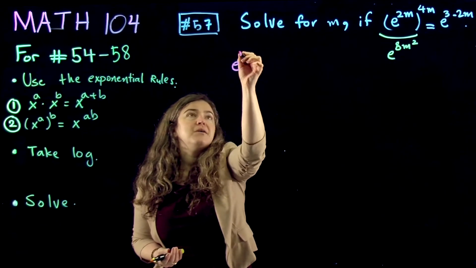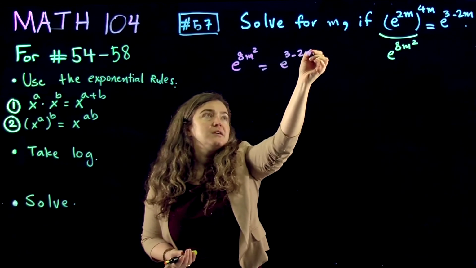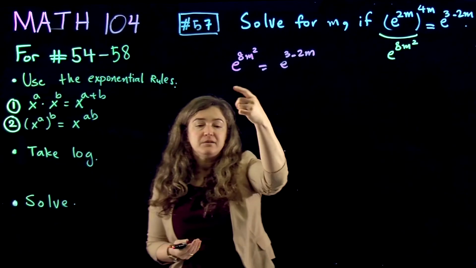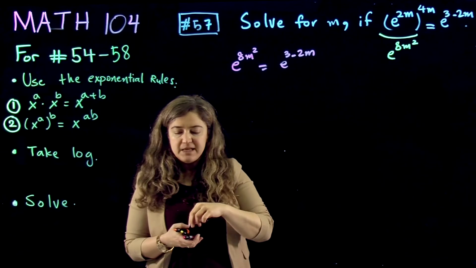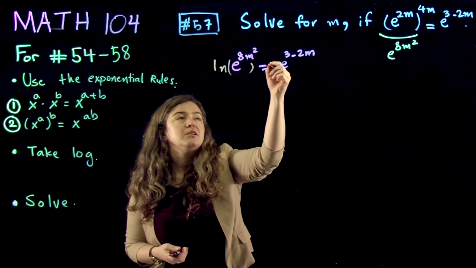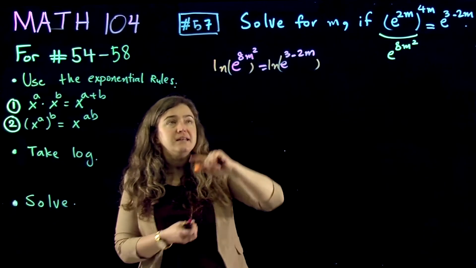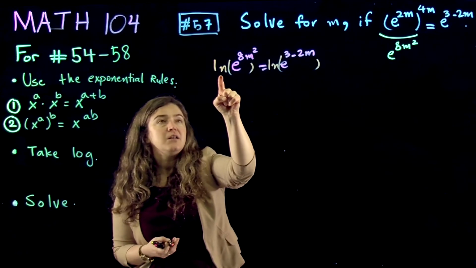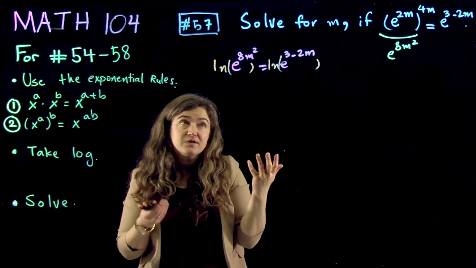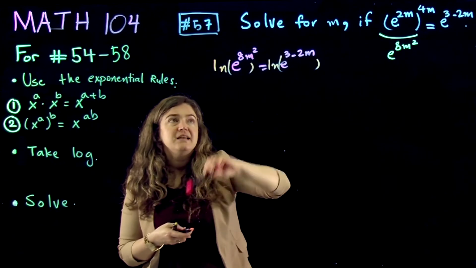Now I rewrite the equation. It's going to be e to the power 8m squared is equal to e to the power 3 minus 2m. The next step is to take the log so we can get rid of the exponential. So I'm taking the log base e, which is the natural log. That's the other way of writing it. And then the log base e and e, using the inverse function property, they go away and we have the exponent only.